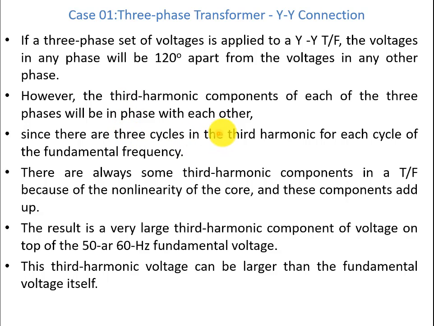Since there are 3 cycles in the third harmonic for each cycle of the fundamental frequency, there are always some third harmonic components in a transformer because of the non-linearity of the core, and these components add up. The result is a very large third harmonic component of voltage on top of the 50 or 60 hertz fundamental voltage. This third harmonic voltage can be larger than the fundamental voltage itself.